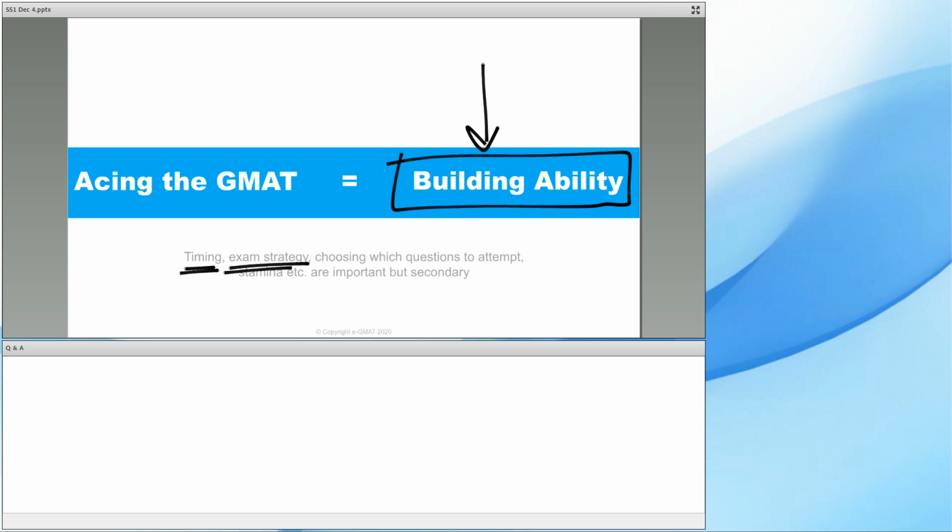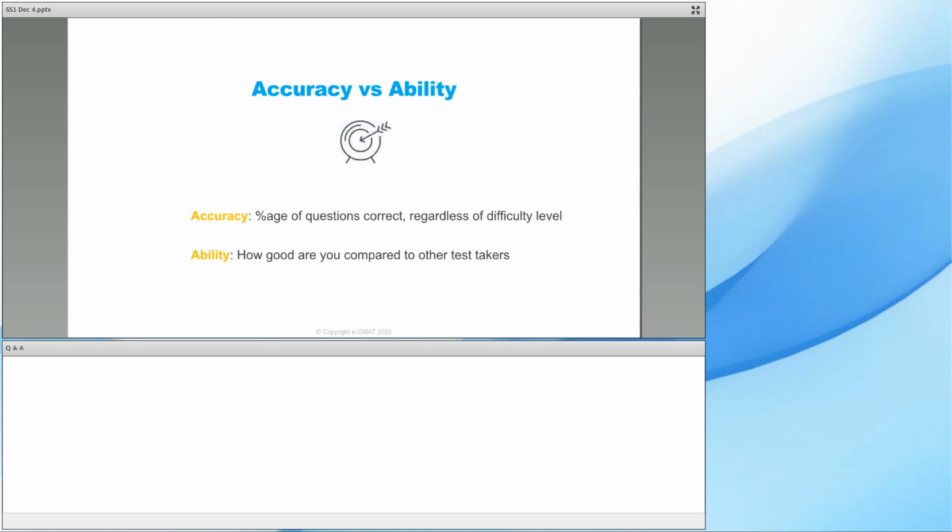These things are relevant. They are important. But when it comes to relative importance, I would say this is probably about 10% of your journey, and this is about 90% of your journey. If you have ability, then these start to become important. If you don't have ability, then they don't. Essentially, building ability gets you to that 710, 720. Beyond that, these things get you to that 760.